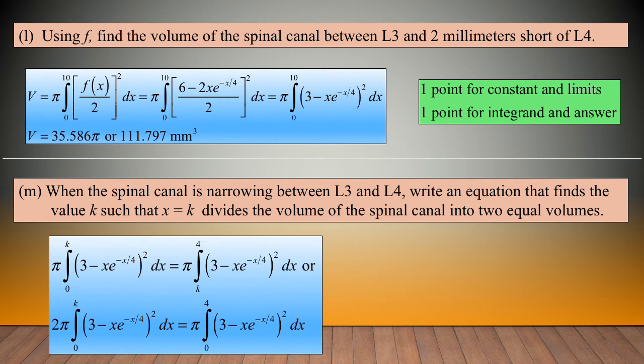Pi integral from 0 to k of 3 minus x e to the negative x over 4 quantity squared dx is equal to pi integral from k to 4 of 3 minus x e to the negative x over 4 quantity squared dx. Or we could say 2 pi integral from 0 to k of 3 minus x e to the negative x over 4 quantity squared dx is equal to pi integral from 0 to 4 of 3 minus x e to the negative x over 4 quantity squared dx. Just 1 point here for one of the correct equations.